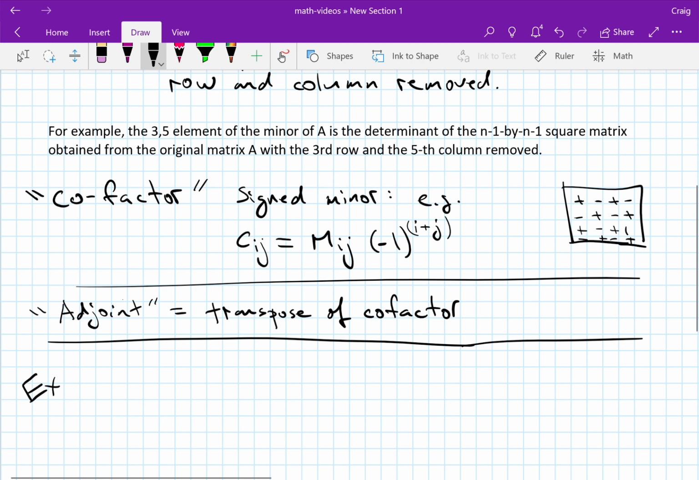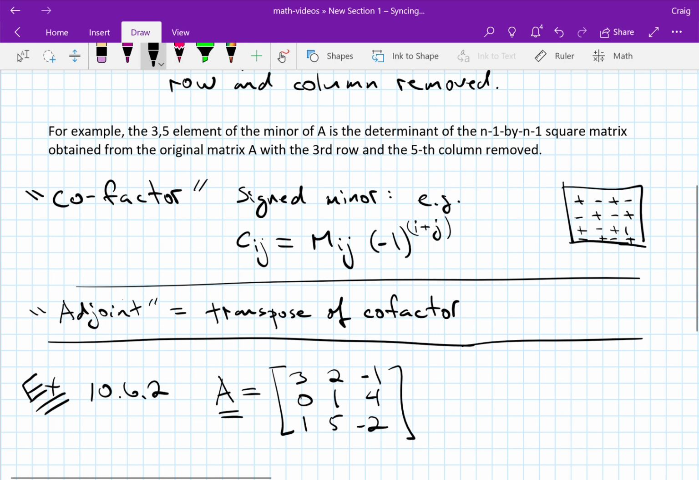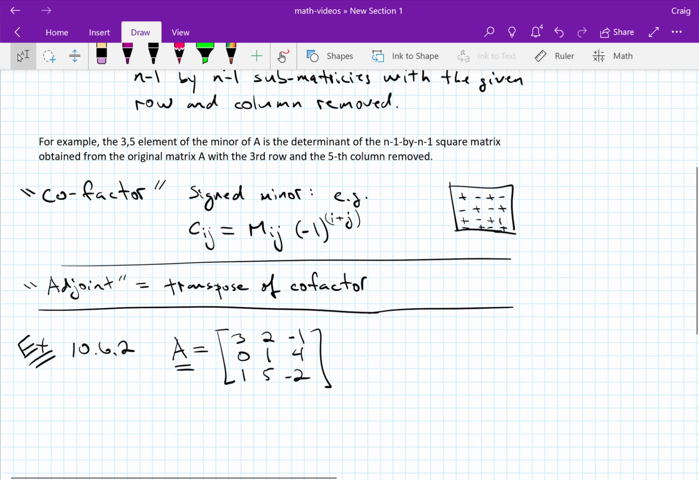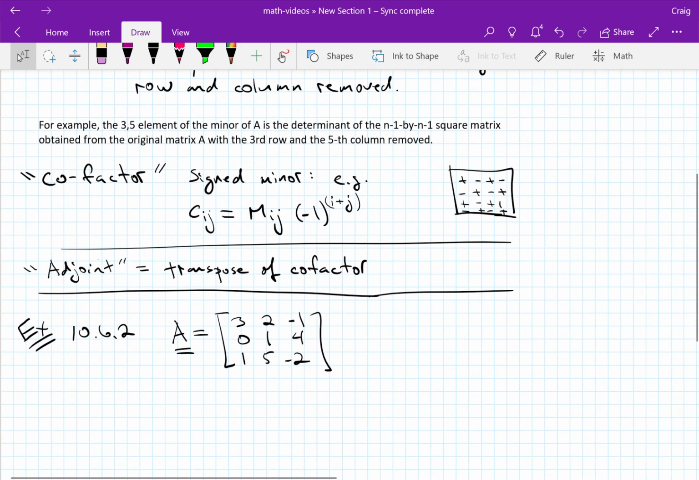So example 10.6.2 in the book. The matrix A is 3, 2, minus 1, 0, 1, 4, 1, 5, minus 2. So eventually we want to compute the adjoint. First we would like to compute the minor, then we need to apply the appropriate pattern of plus and minus signs, and then we need to finally transpose it to get the adjoint. So the first step is to compute the determinant of A.